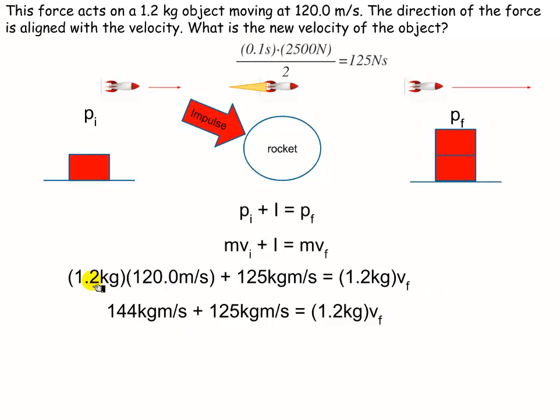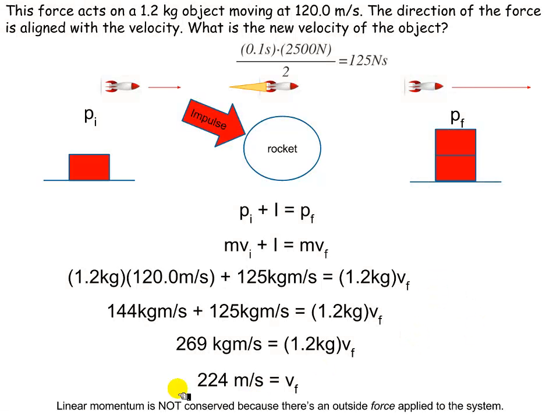So we do the math. This part becomes 144 kilogram meters per second. Notice that for the impulse, I'm using kilogram meters per second. Remember that kilogram meters per second or Newton seconds can be used for impulse. Now we add up the left side of the equation to get 269 kilogram meters per second. Then we divide both sides by 1.2 kilograms to get a final velocity of 224 meters per second. So the object went from 120 meters per second to a final velocity of 224 meters per second.